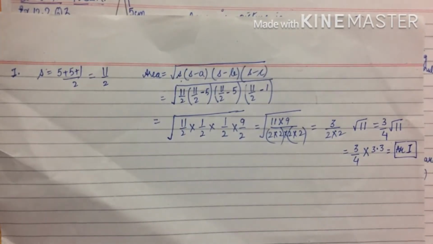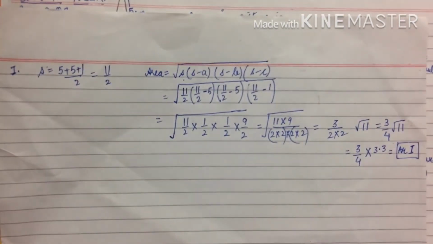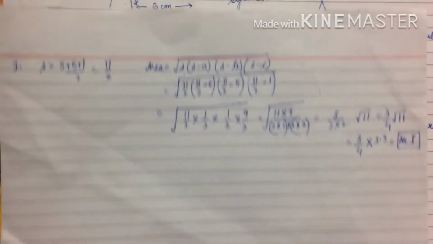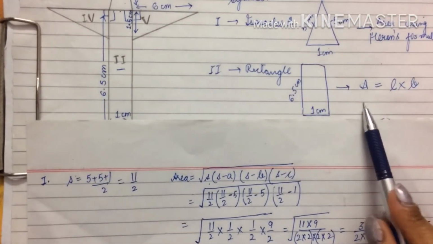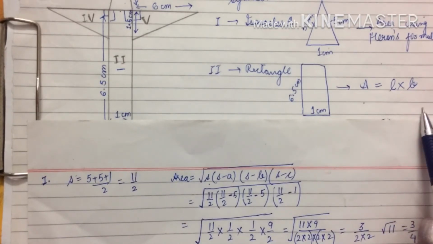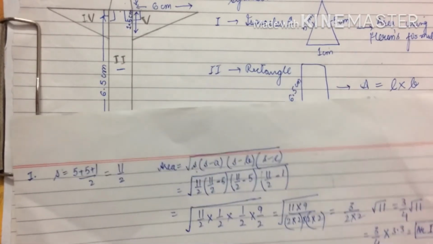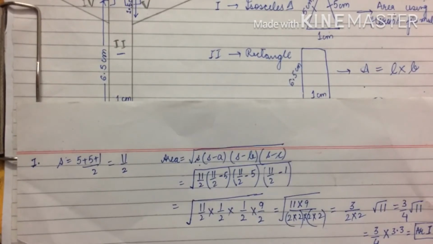I'm leaving this for you. Now let's move on to the second shape. The second shape was a rectangle. The area of the rectangle will be given by A equals to the product of length and breadth. Let's find out the area of the second part.